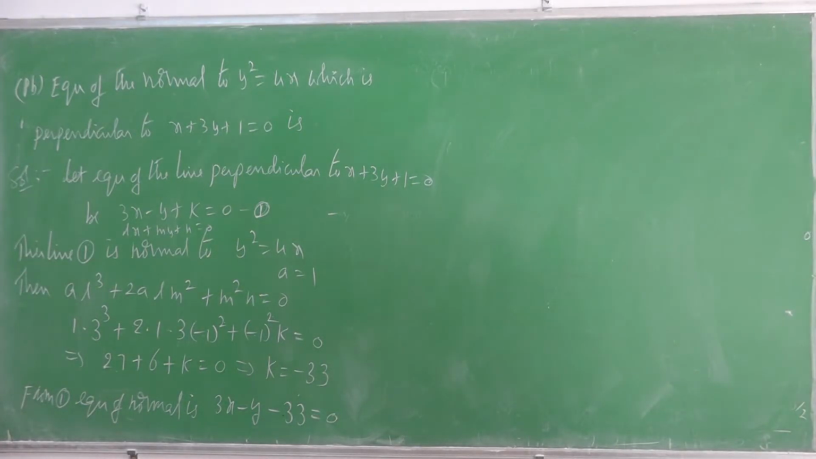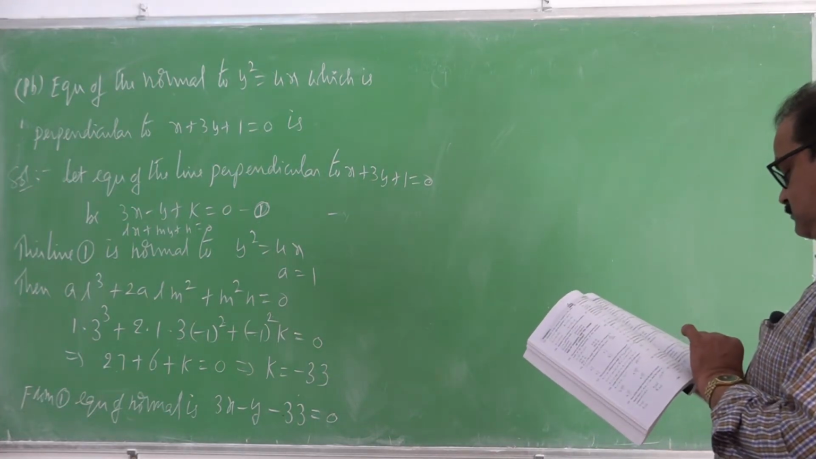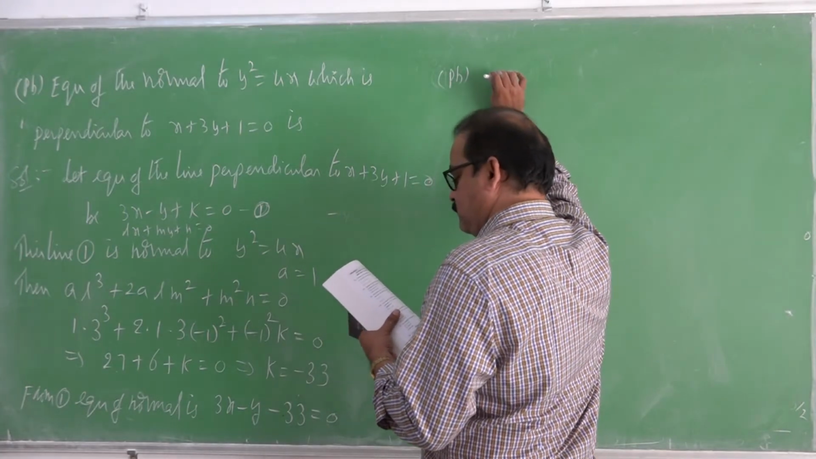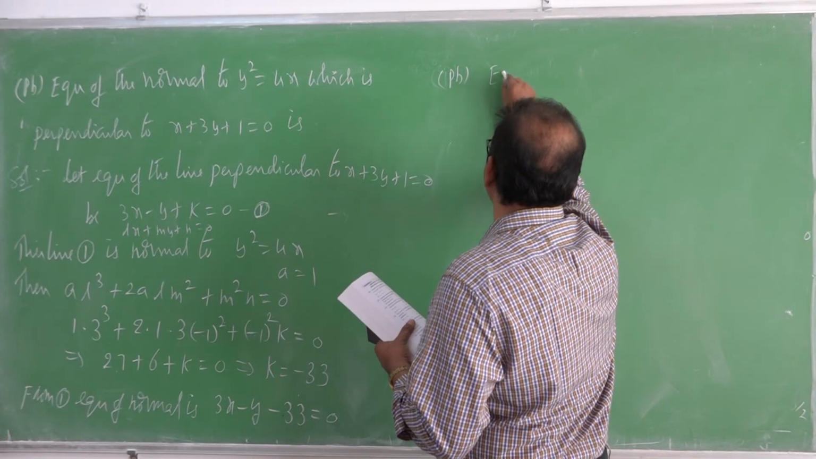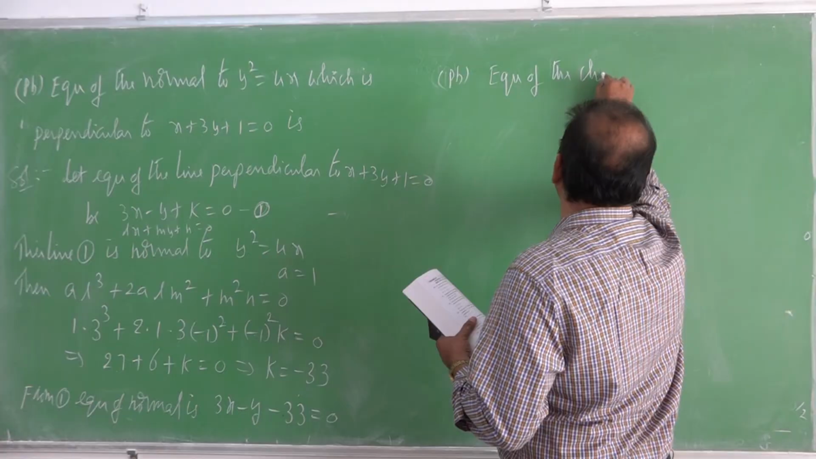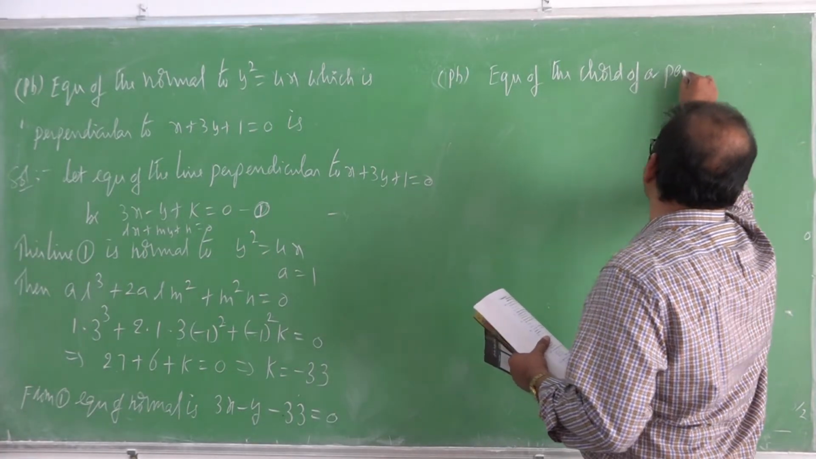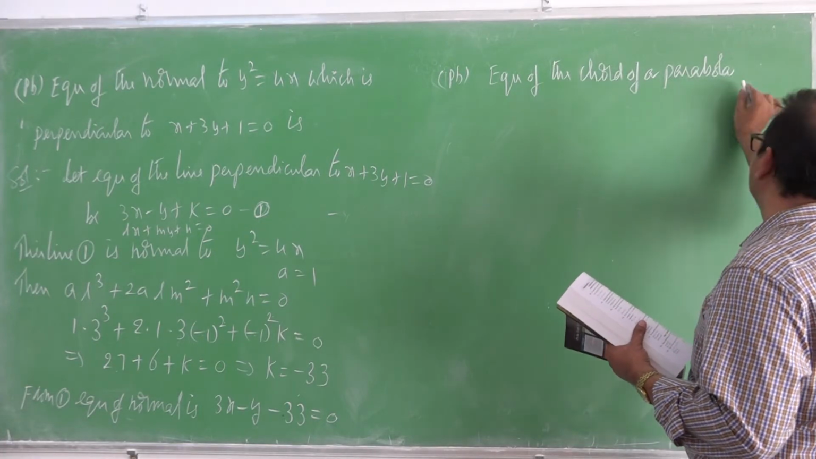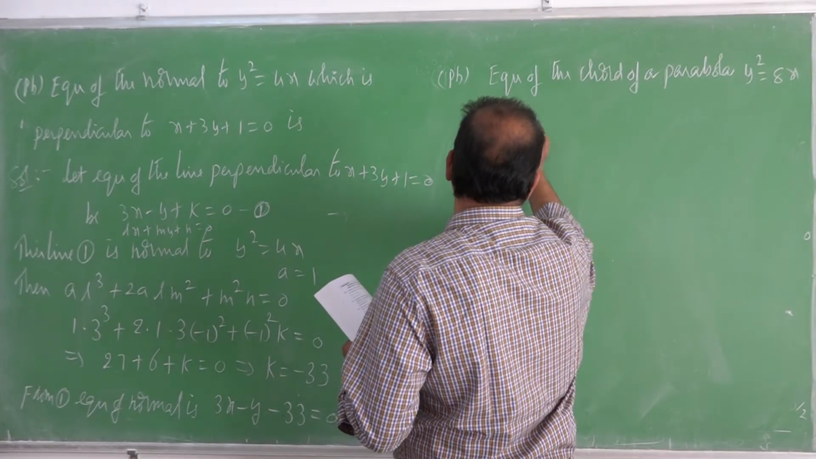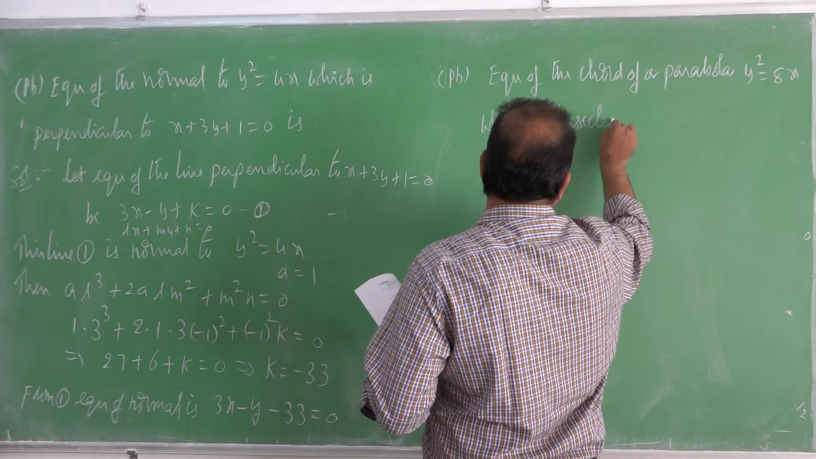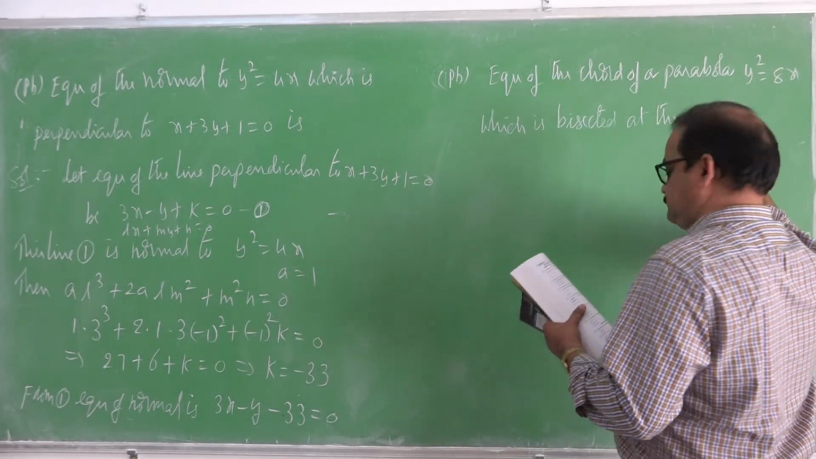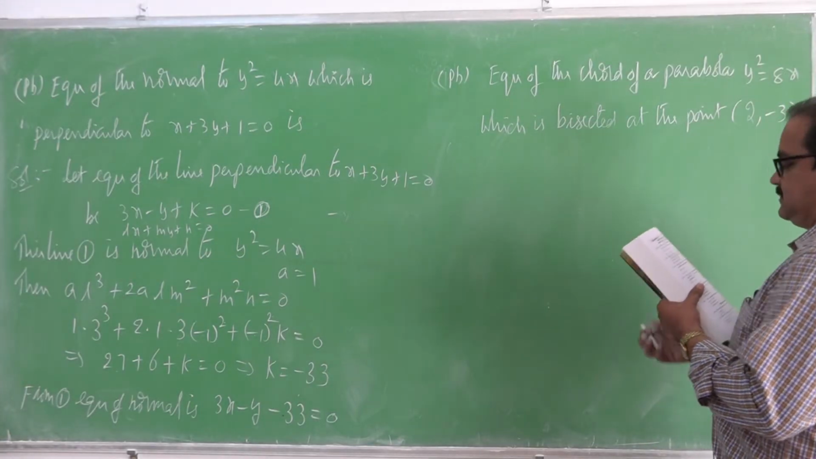Write the next problem. Equation of the chord of a parabola y square is equal to 8x, which is bisected at the point (2, minus 3).